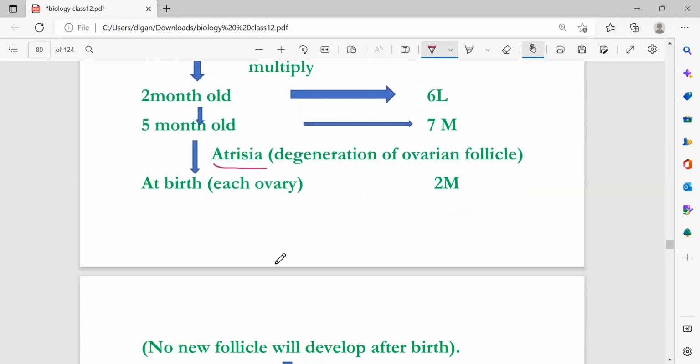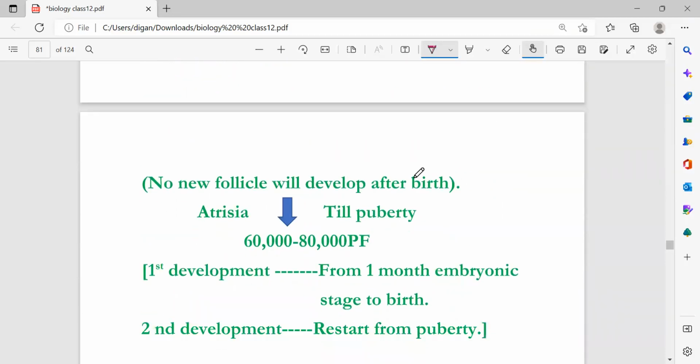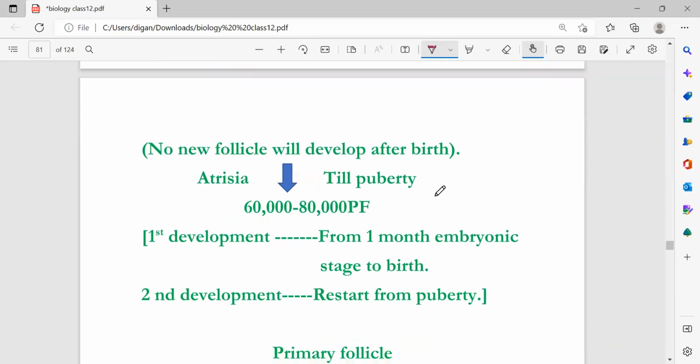And at the time of birth, each ovary has almost 2 million, so from 7 million it is reduced to 2 million. No new follicle will develop after birth, and atresia, the continuous degeneration of the follicles, will continue till puberty. By puberty, the number of follicles becomes approximately 6,000 to 80,000. So there is a first development from the first month of the embryonic stage, and the second development restarts from puberty.